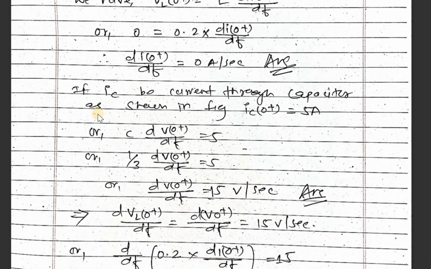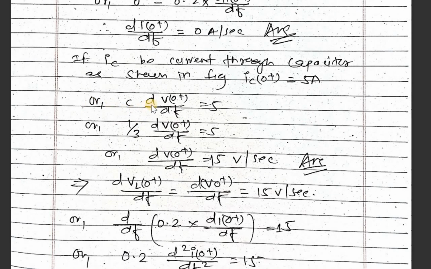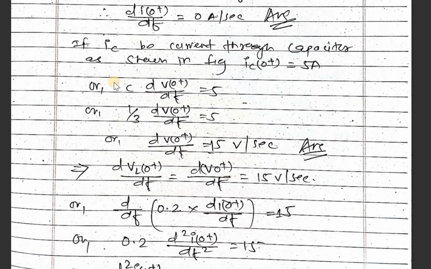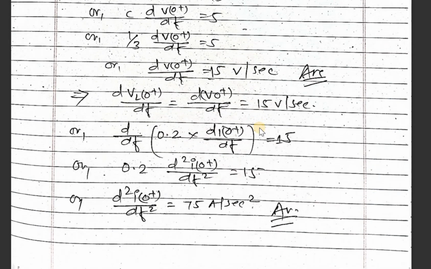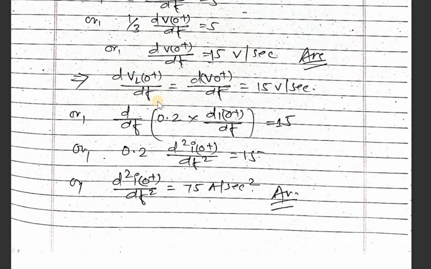If iC be the current through the capacitor as shown in the figure, then iC0 plus equal to 5 ampere, or C dv0 plus upon dt equal to 5. So the value of C is 1 by 3, already given in the question. So 1 by 3 dv0 plus upon dt equal to 5. So dv0 upon dt equal to 15. Cross multiply, you can get 15 volt per second. And dvL0 plus upon dt equal to dv0 plus upon dt equal to 15 volt per second.